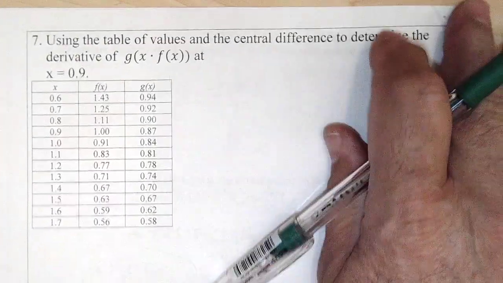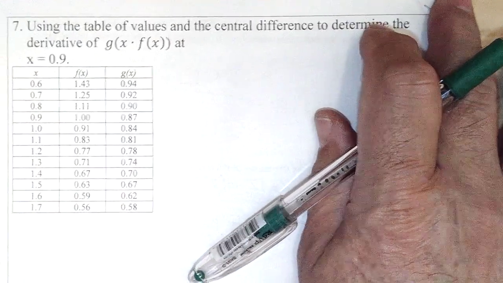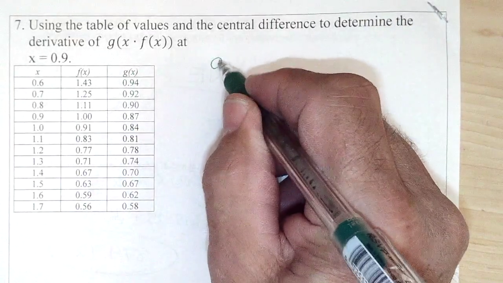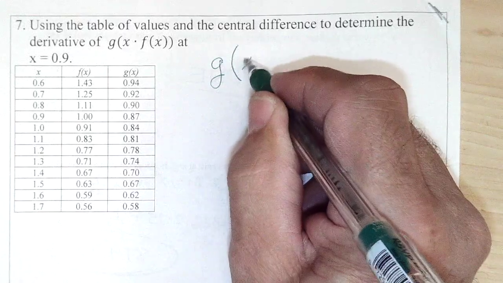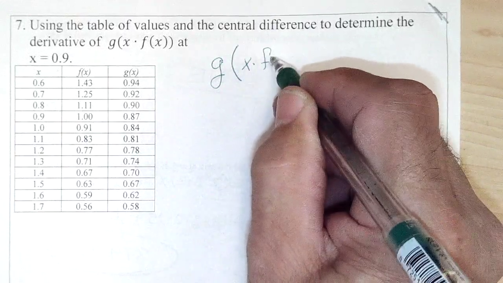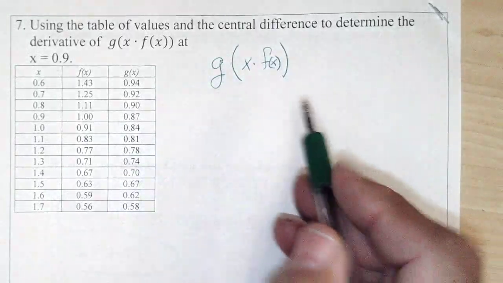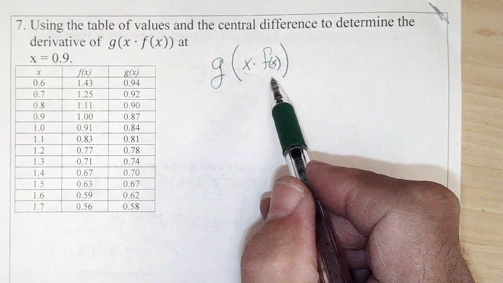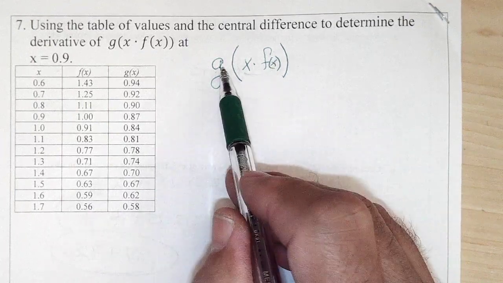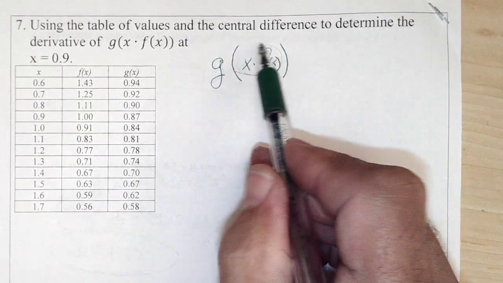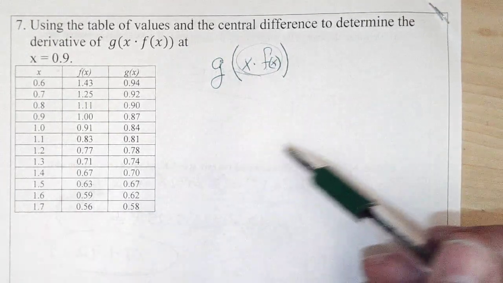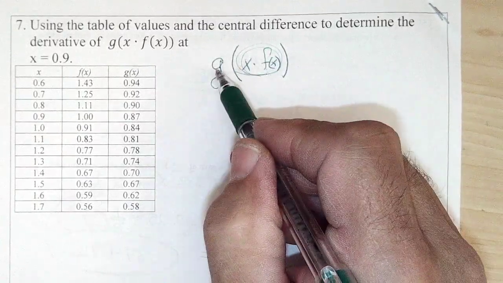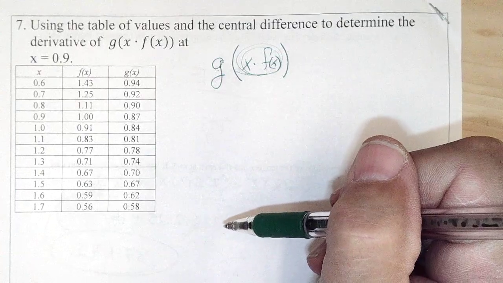And finally, number 7, the one that people got all tangled up on. We have g of x times f of x. So we got a function of some stuff inside. So we got to do the chain rule, but the stuff inside is a product. So we got to do the product rule for the inside and then the derivative of the bigger picture.